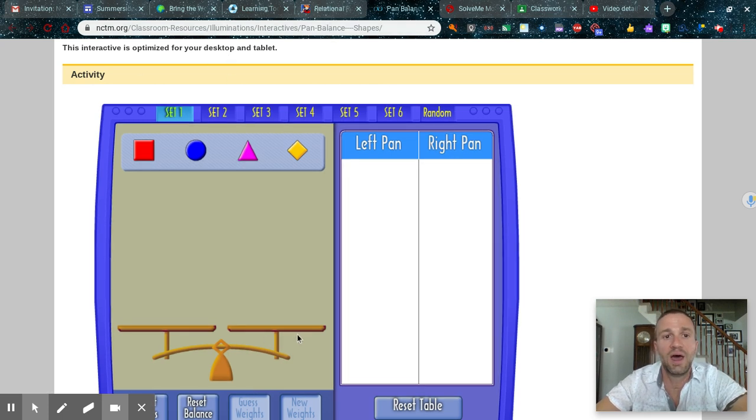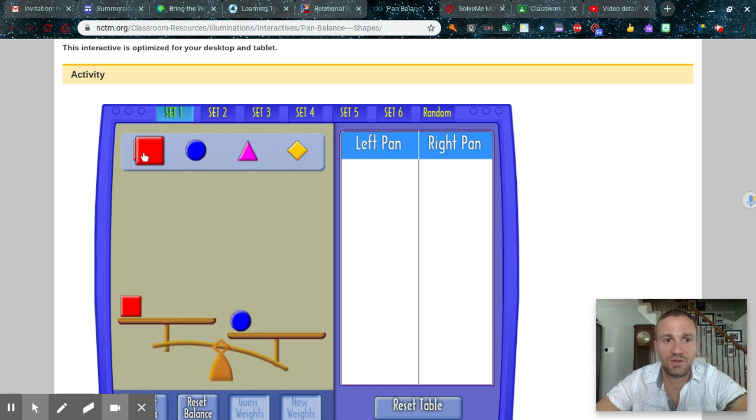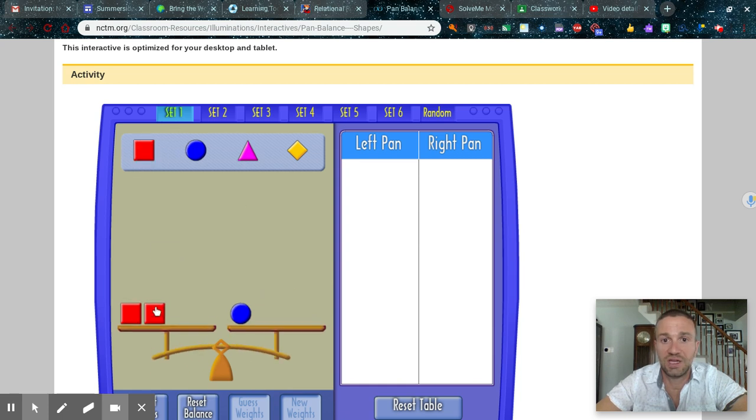So all you have to do when you open this up is use the balance and test out your shapes to try to figure out how much each shape is worth. And when you do get a balance, it's going to save that for you in your table. So it helps you remember a little bit how you managed to get equal balance. So I'm going to reset my balance here.